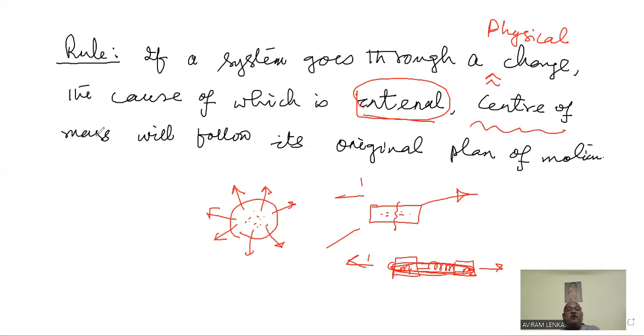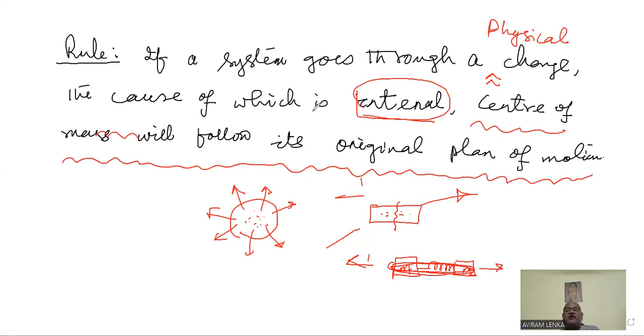That means if the center of mass was at rest initially and then the change occurs, the cause of the change being internal, then the center of mass says, no, I was at rest, I will remain at rest. If the center of mass was moving with a constant velocity and the change occurs, the cause of which is internal, then the center of mass will maintain that velocity. If the center of mass was moving with some predetermined acceleration, then it will follow that original path. But talking like this won't make your case clear.